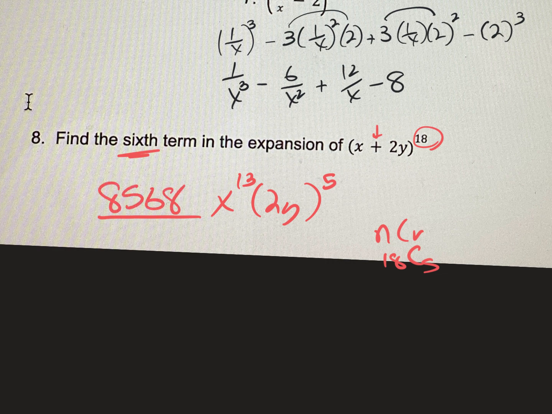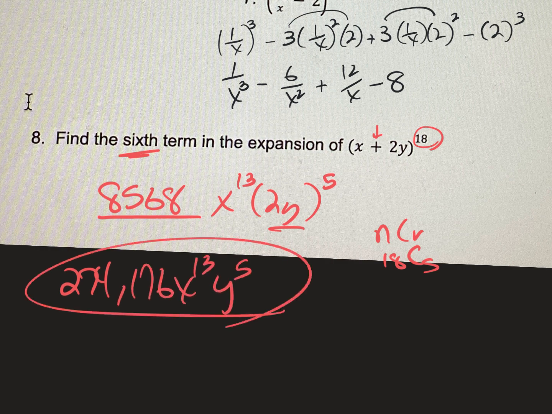And I would be done, except I still got that 2 in there. All right, so I'm going to do that last answer times 2 to the 5th, which gives me 274,176 x to the 13th y to the 5th. There's your final answer right there. Probably not going to guess that one right tomorrow, just saying. So make sure you know those steps. The key step in that one, your second exponent's 1 less than the term you're looking for.